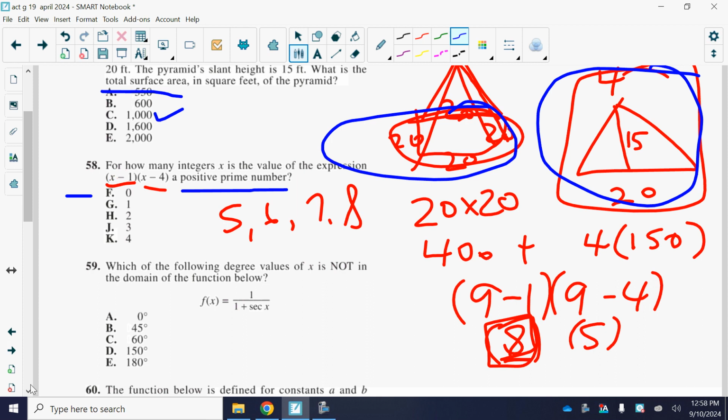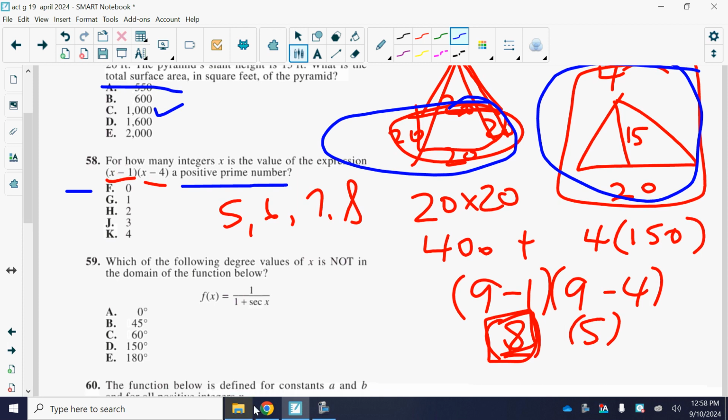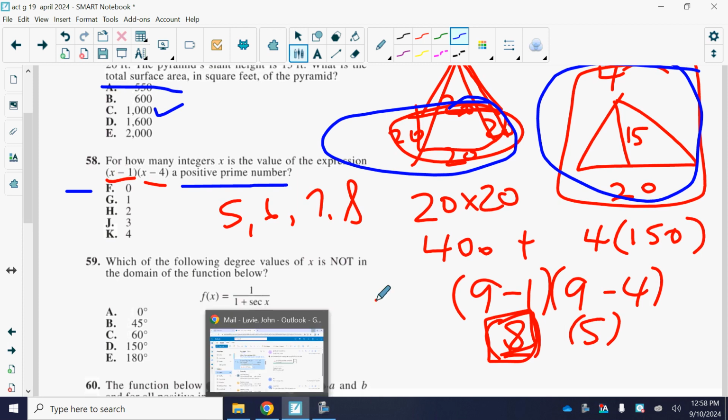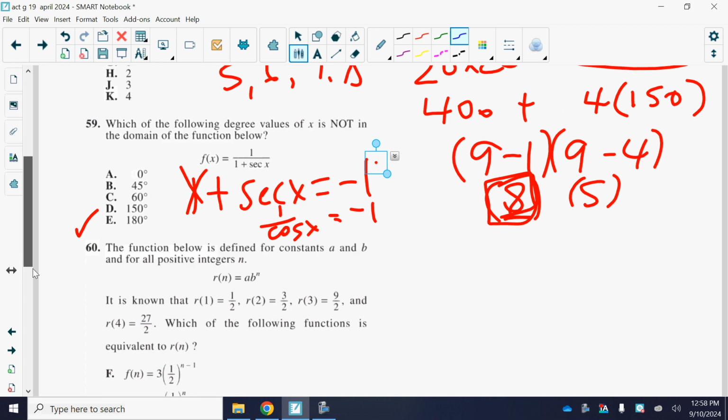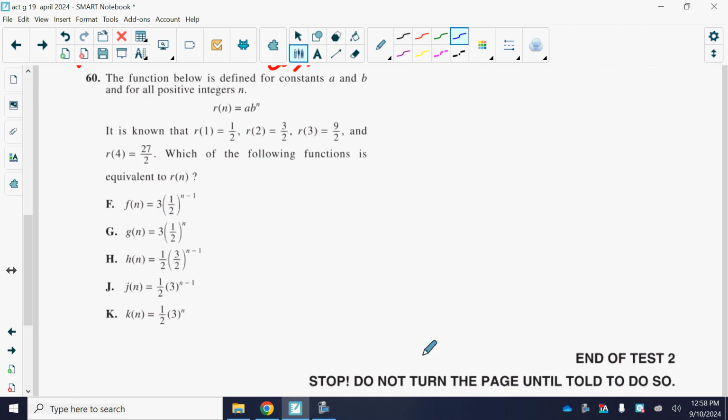This one's tricky. You got to know that the bottom can't be 0. So 1 plus secant can't be 0, which means secant can't be -1. Secant is the flip of who? Cosine. So cosine can't be -1. Cosine can't be 180.